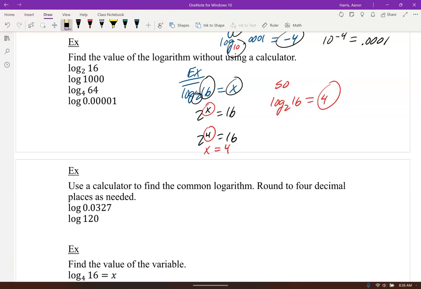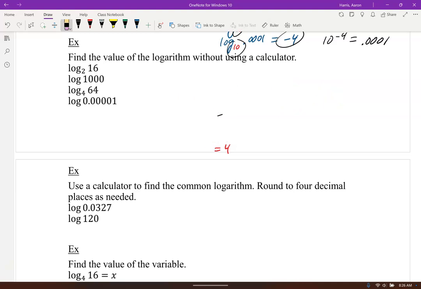Let's do some more. A little room here. Let's do that second one. Log of 1,000.